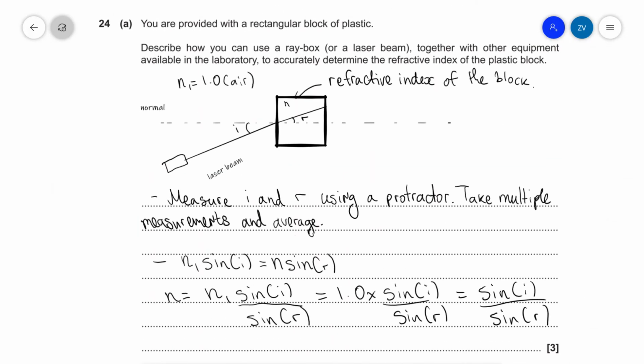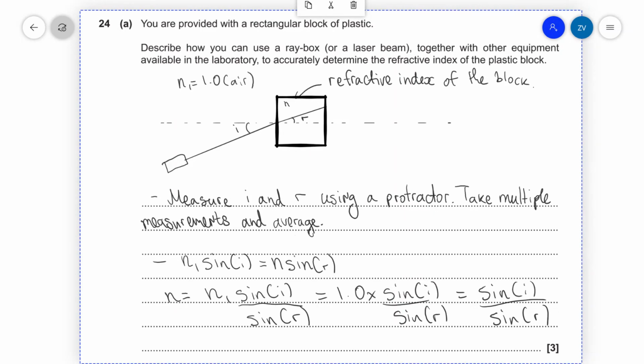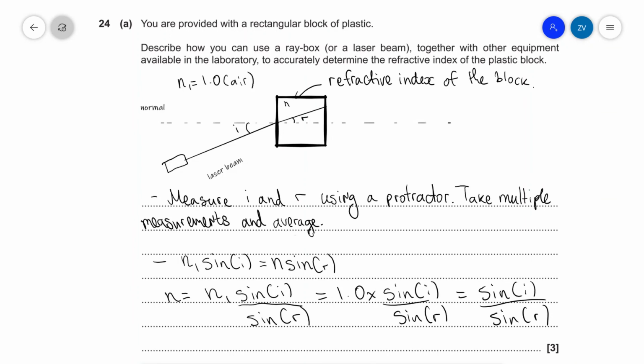So question 24, you're provided with a rectangular block of plastic, and we have some typical lab equipment, and we want to accurately determine the refractive index of the plastic block. Now I've drawn a little diagram of what we are going to do. First off, we're going to direct the laser beam and we're going to measure our angle of incidence with respect to the normal. Then we are going to measure our angle of refraction with respect to the normal. We're going to measure those angles using a protractor. Because they're asking us how are we going to do this accurately, we are going to take multiple measurements and then average.